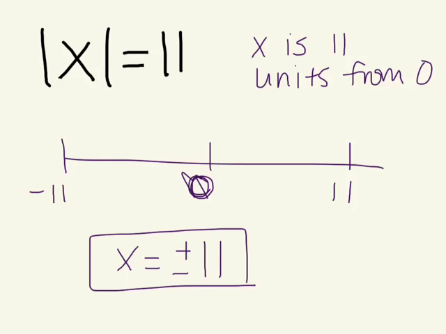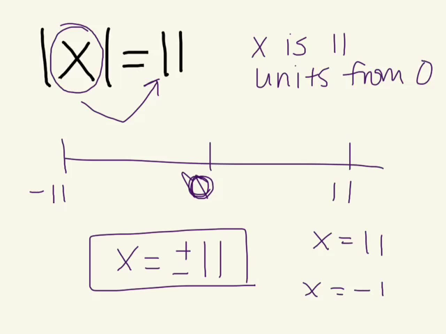The other way to solve this problem is to take what's in the absolute value out of the absolute value and set it equal to the positive version of this number and the negative version. So x equals 11 and x equals negative 11. So you can leave your answer separated like that as well.